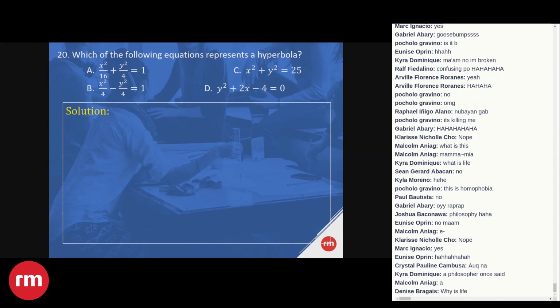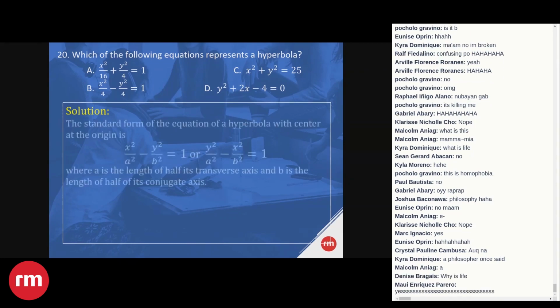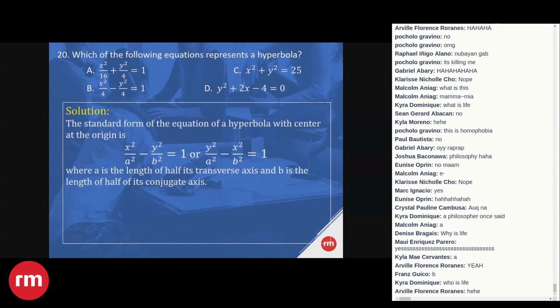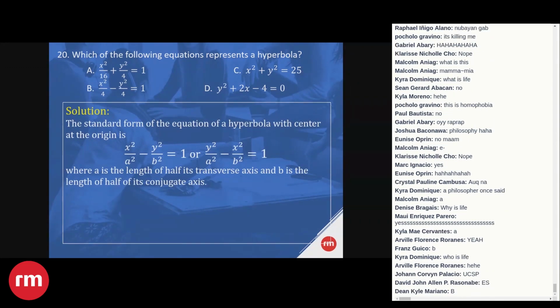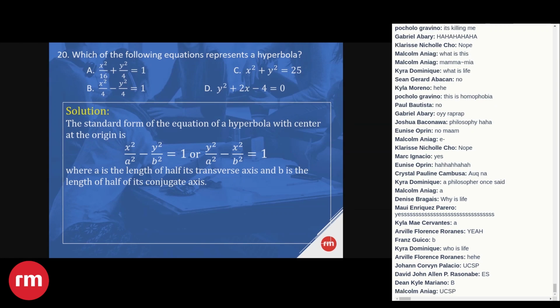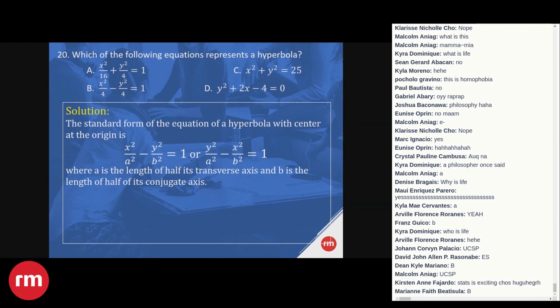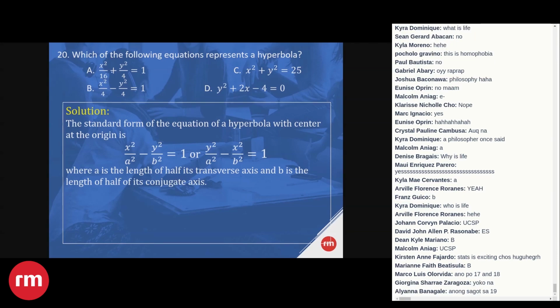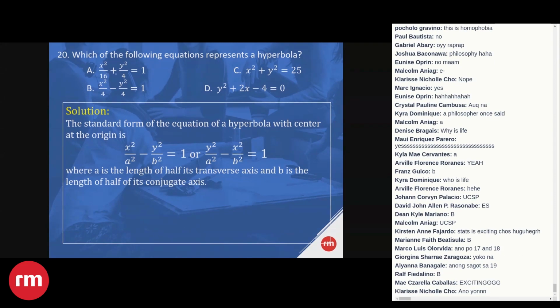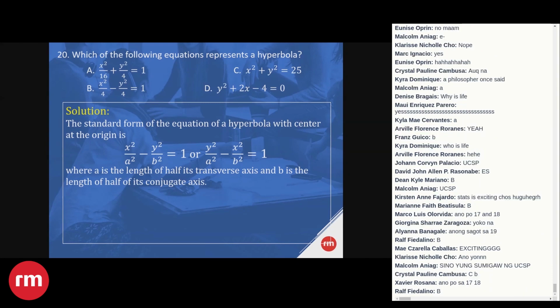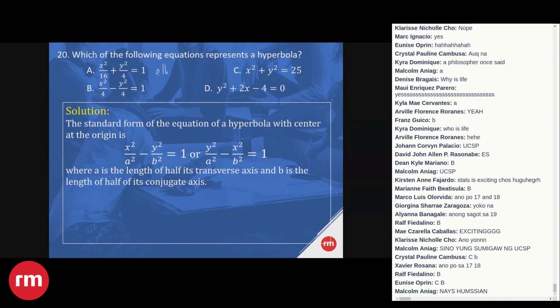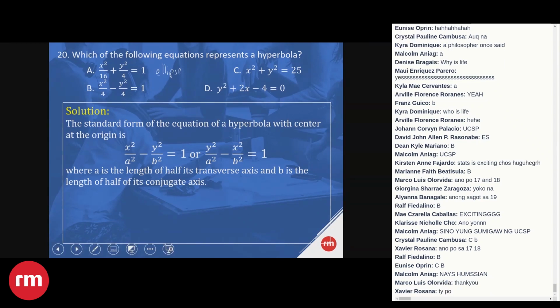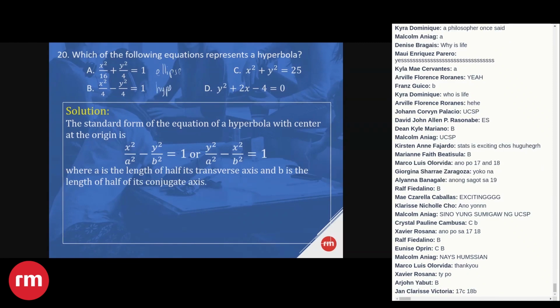Sabihin ko na. Okay. So the answer here is letter B. You will have a hyperbola if both variables x and y are quadratic, and one is positive, one is negative. Okay? Kapag parehong positive, like in letter A, it's an ellipse. So yung letter A ay ellipse. Parehong positive, parehong quadratic, parehong positive, ellipse. Parehong quadratic, isa positive, isang negative, this is a hyperbola.